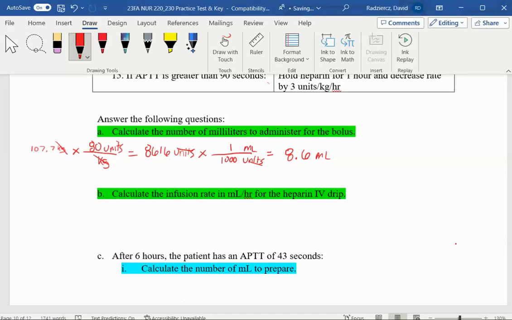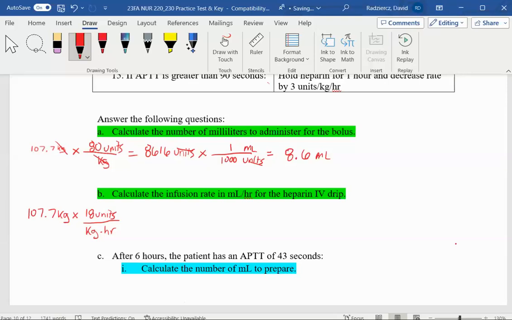All right. So that's how you would calculate for the initial bolus. For the infusion, now we're going to take the same patient, same weight, 107.7 kilograms. And my order says to start them on a drip rate of 18 units per kilogram per hour. Now, I will tell you, they use that term drip only because it is coming out very slowly. They're not asking you to calculate a drop rate.